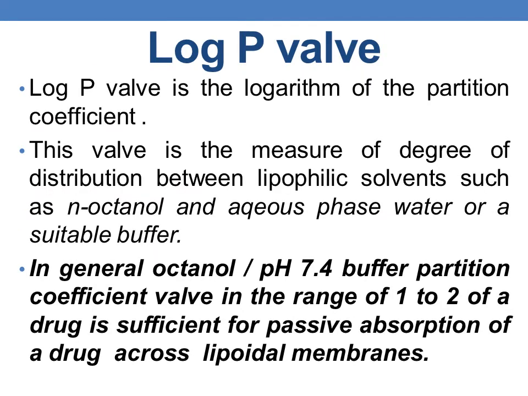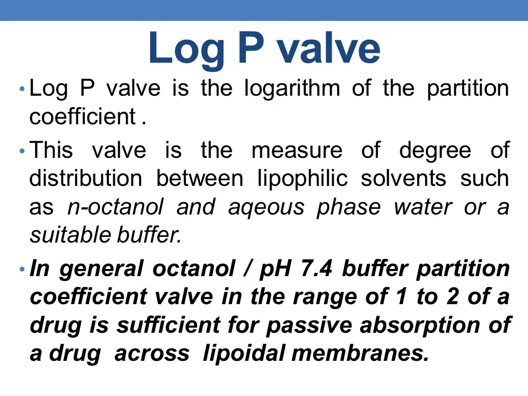Now coming to log P value. What is log P? The log P value is the logarithm of the partition coefficient, and this value is the measure of the degree of distribution between a lipophilic solvent such as octanol and an aqueous phase such as water or any suitable buffer. In general, an octanol and pH 7.4 buffer partition coefficient value in the range of 1 to 2 for a drug is sufficient for passive absorption of the drug across the lipoidal membrane.